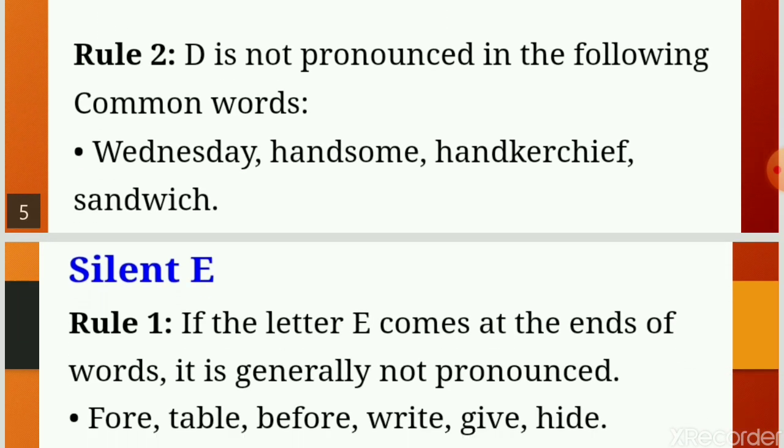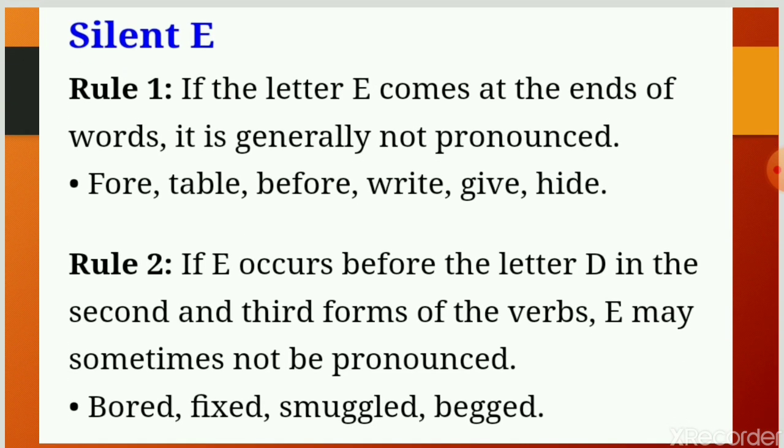So now let's move to the silent E. If the letter E comes at the end of words, it is generally not pronounced. Again, I am repeating the sentence. If the letter E comes at the end of words, it is generally not pronounced. See the examples: for, table, before, right, give, height. Clear?